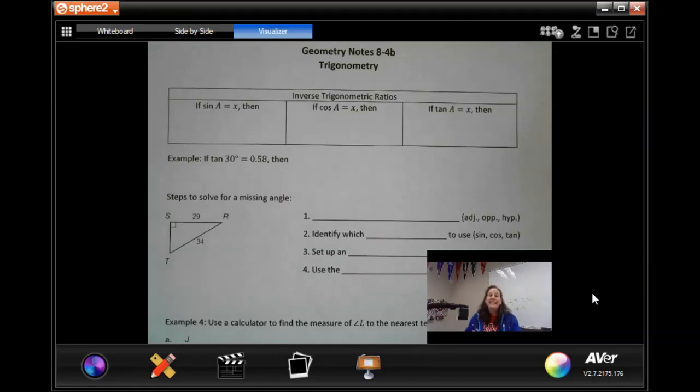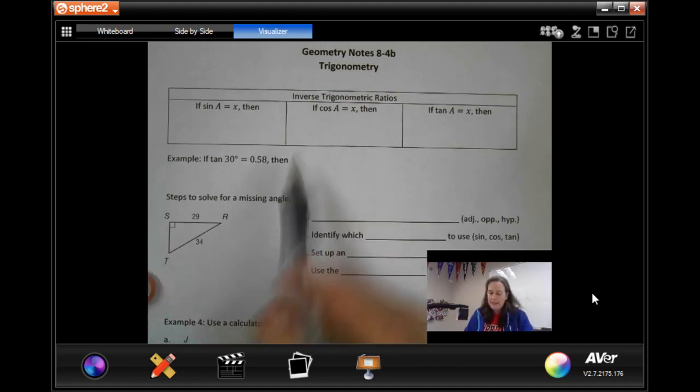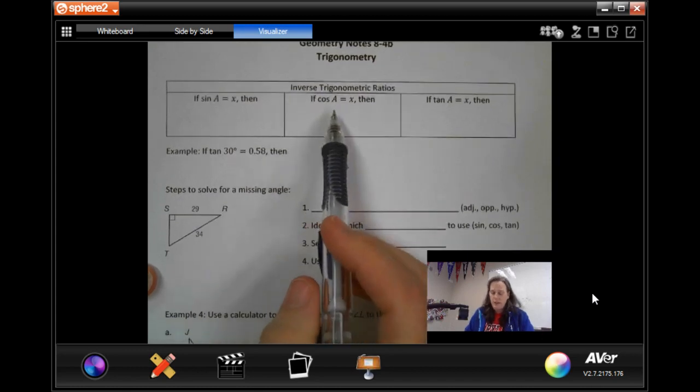Okay, we're going to look at the second day of trigonometry. And this is more, we're looking at the inverse of the trigonometric functions. So definitely you'll need a calculator for this one too, or find some kind of online thing that will help you. And I'll show this to you in just a second. But this is inverse trigonometric ratios.